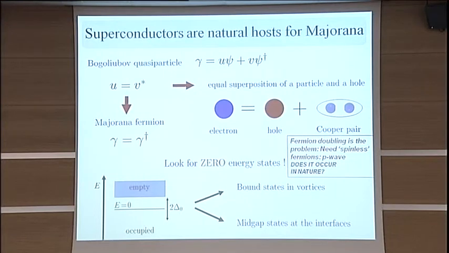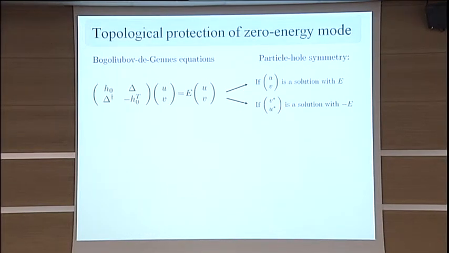So now you have to look for spinless, effectively spinless p wave superconductor. Question is, does it occur in nature? And then once you have that, just look for the zero energy subgap state. You are done. And all of this arises from the fact that superconductors have this exact symmetry, particle-hole symmetry.